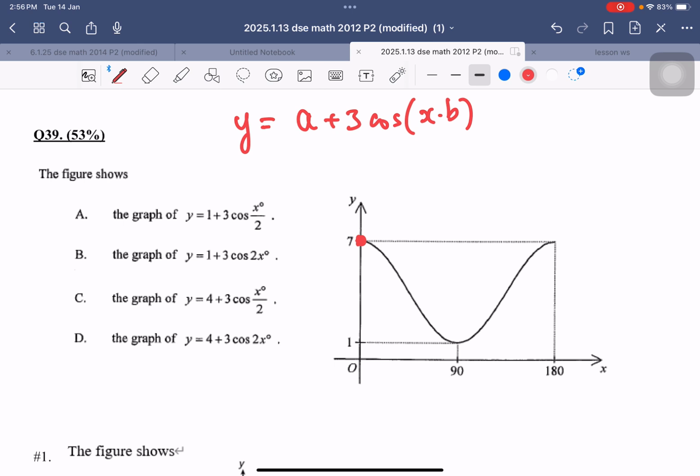Eddie, what are the coordinates of this point? 0, 7. Great, 0, 7. So Amak, what are the coordinates of this point? This one, the lowest. What are the coordinates of the lowest point?